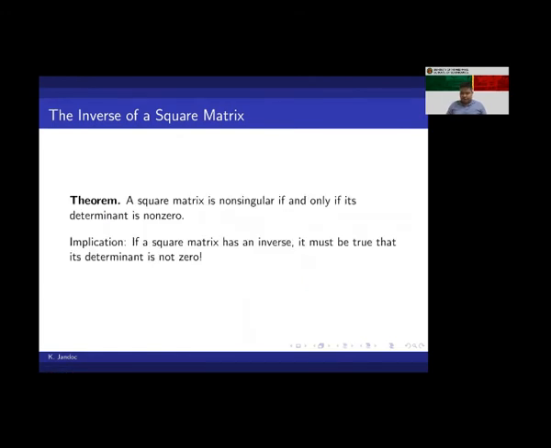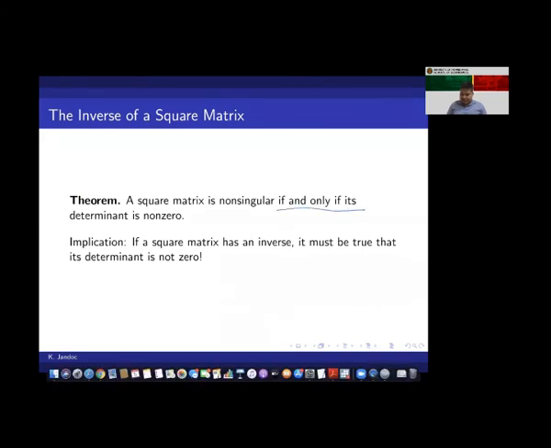Now here's a useful theorem. A square matrix is non-singular, or it has an inverse, if and only if its determinant is non-zero. So if you have a square matrix and you compute the determinant to be zero, then it's singular. Otherwise, if the determinant is non-zero, then that matrix can be inverted, you can find an inverse of that matrix, and it's non-singular.